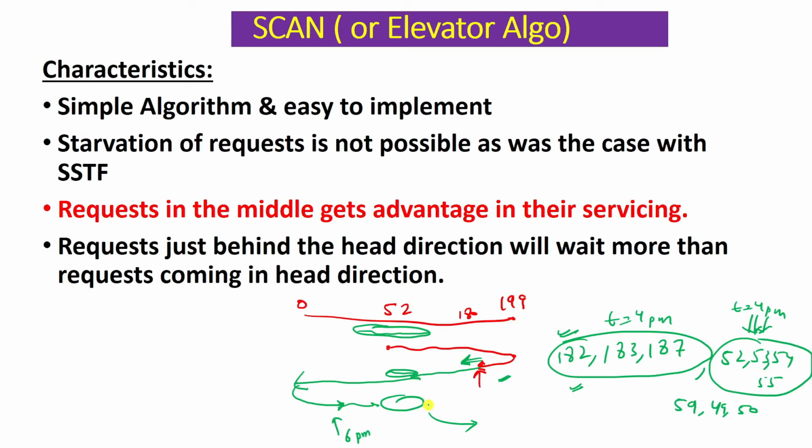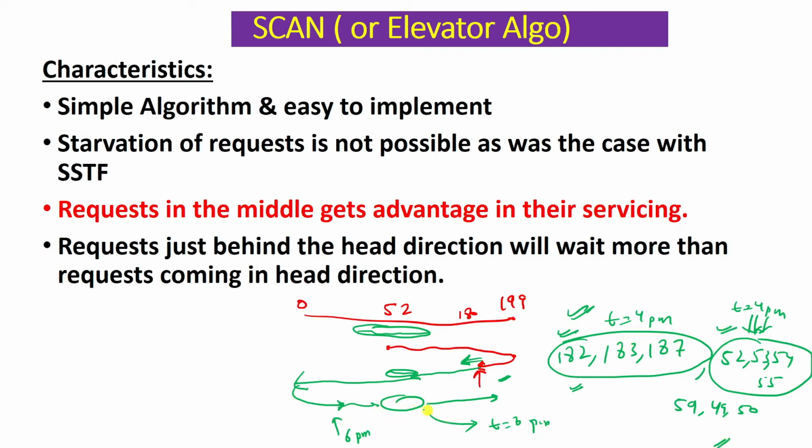And now what will happen? Let's say at t equal to 8 p.m. we came here, then only we will service these requests. So we saw the waiting time of these requests was very much higher. It was very much greater than these requests and these requests.